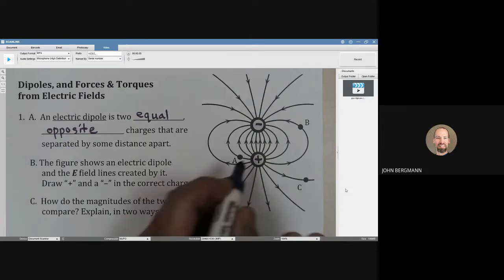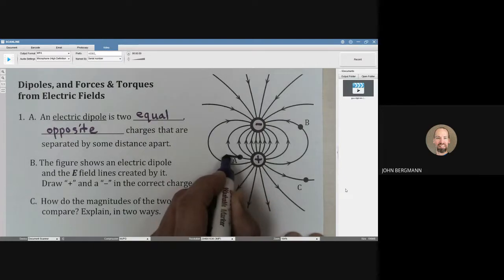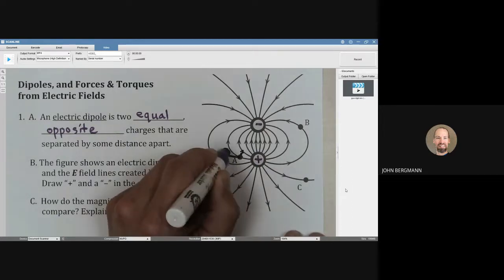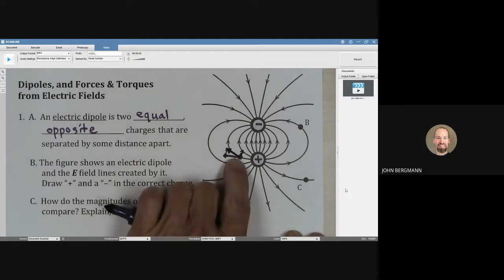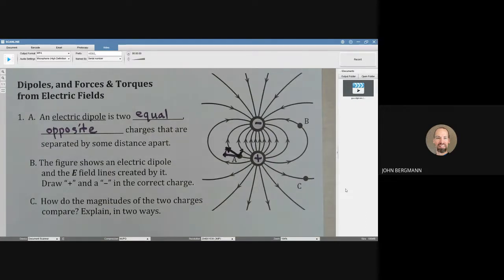This positive test charge at point A, it would feel a repulsive force from that positive charge, but it would feel a smaller attractive force towards the negative charge. And if we tip to tail those, we get a net vector that looks like that one right there. And you can see that that is tangent to the electric field line there. Let's see if that's the case for these other two locations as well.